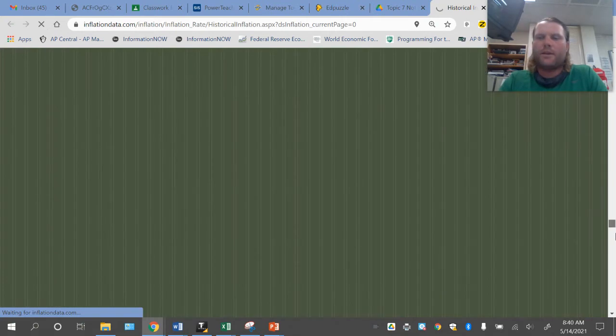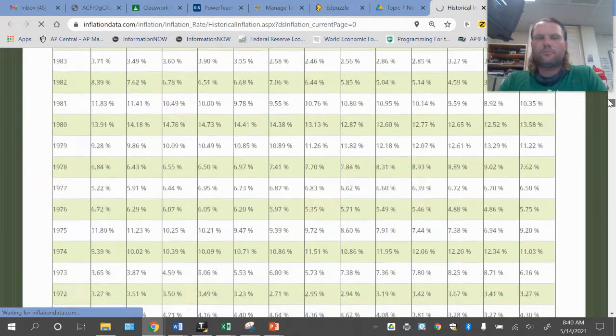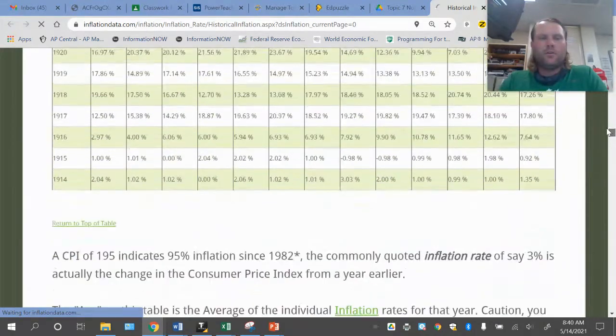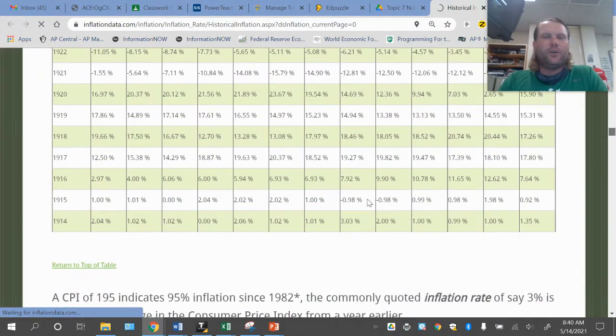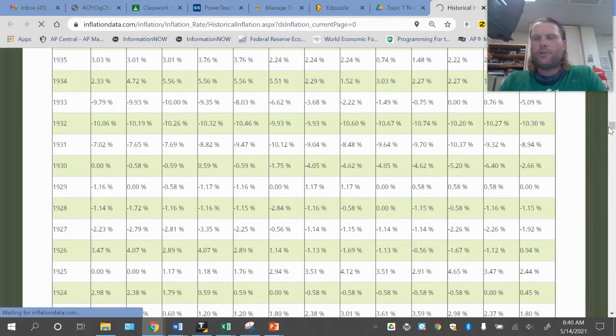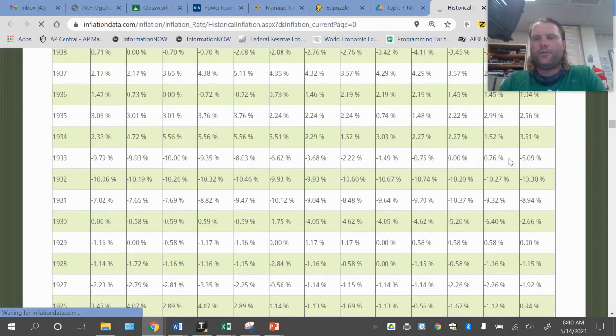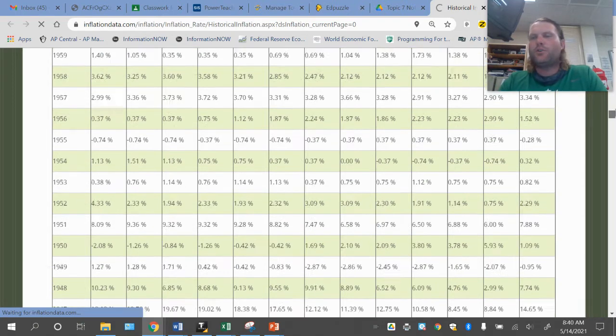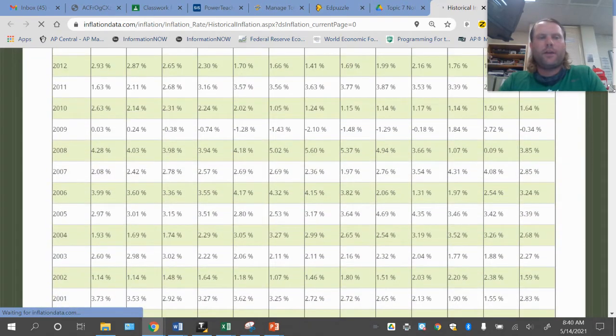I believe it started back in 1914, and they've been doing it since. And so, just a couple periods of note. As we mentioned, the Great Depression, prices going down. You can see prices decreased during the years of 1931, 32, and 33. And so those are challenging times for economies.